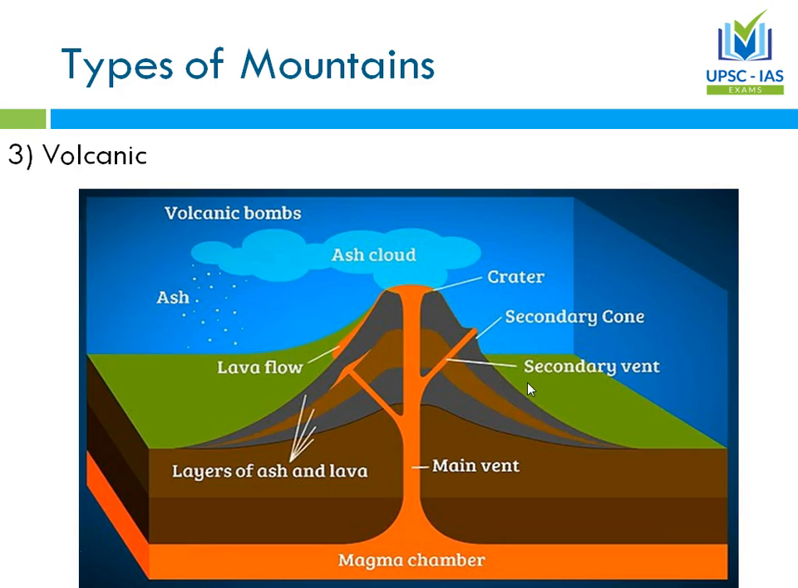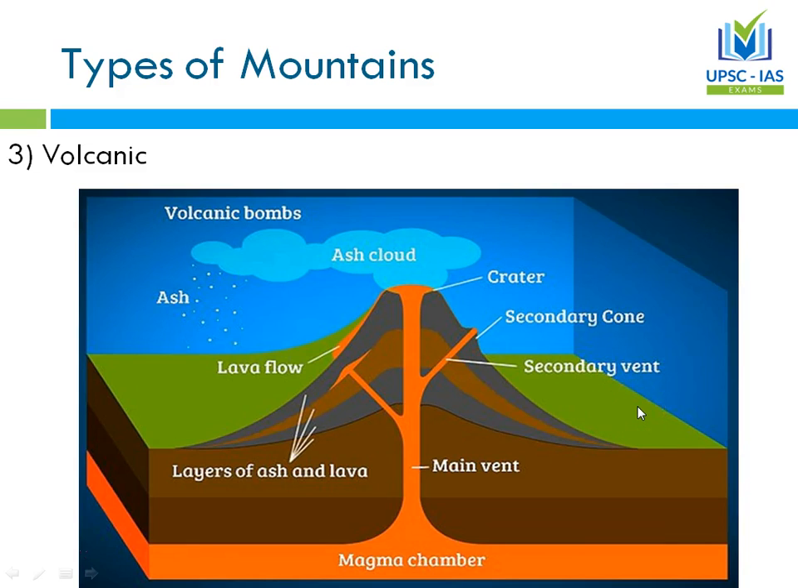The third one is volcanic mountain. From the name itself, you can gather that these are formed because of volcanic activity. There is a magma chamber and a main vent, and through this main vent the magma comes out on the surface of the earth. Then it cools down because the surface temperature is quite lower compared to the interior of the earth, and then it solidifies, and we have a mountain known as a volcanic mountain.